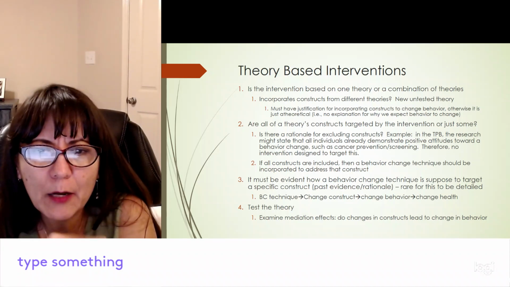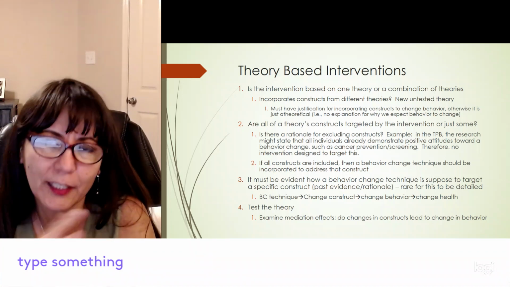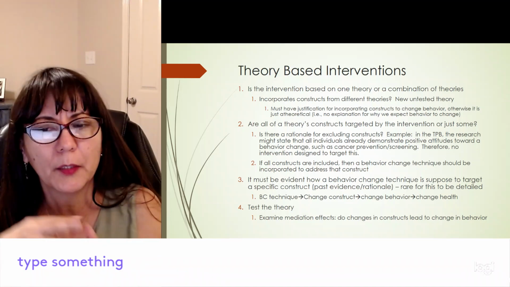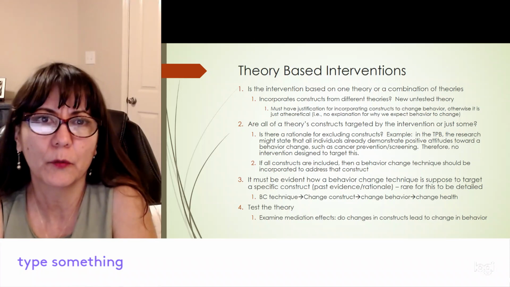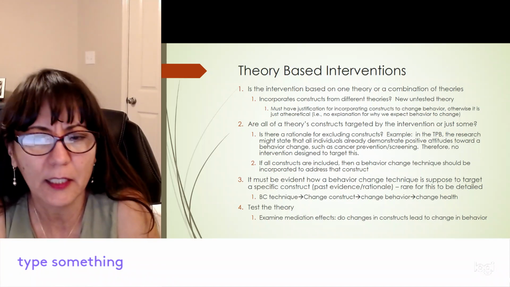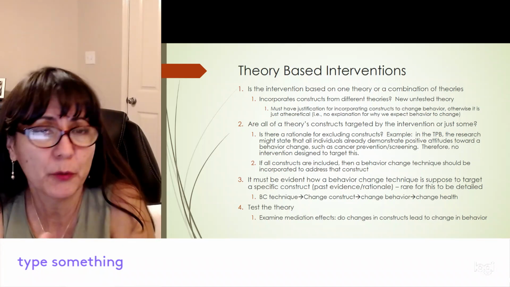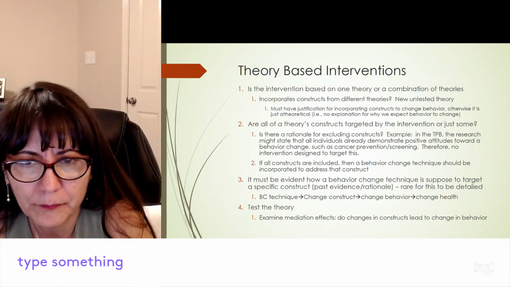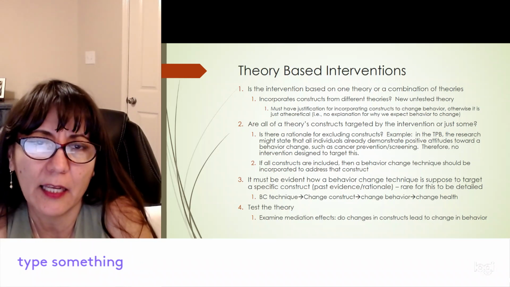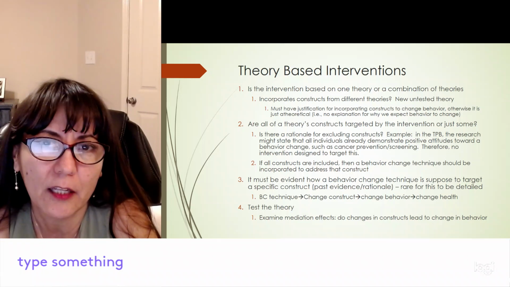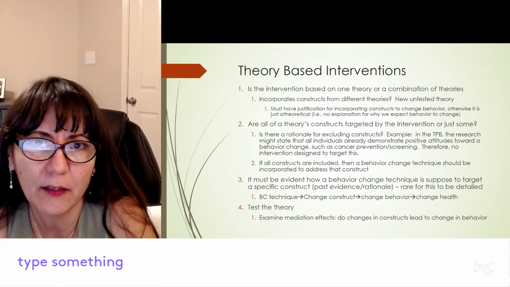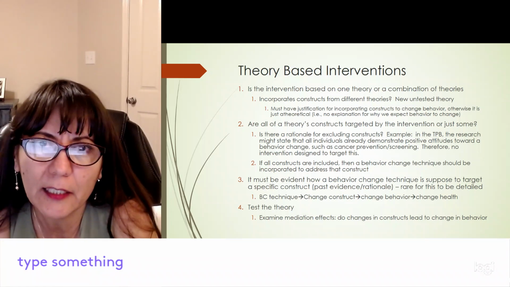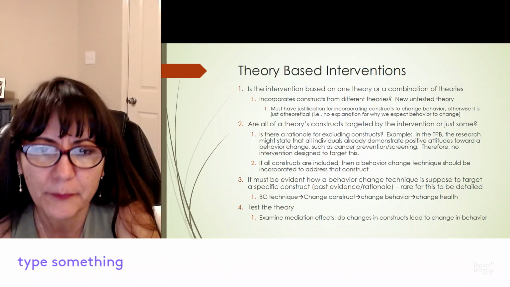It must be evident how a behavior change technique is supposed to target a specific construct. And so this can be obtained from past research. So, what techniques have worked in influencing attitudes toward a specific behavior in a specific population? Okay, so you can look at past evidence and help formulate your rationale for using that behavior change technique to address that specific psychological determinant, or a specific construct, in other words.